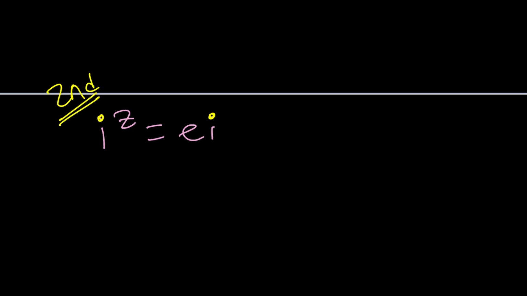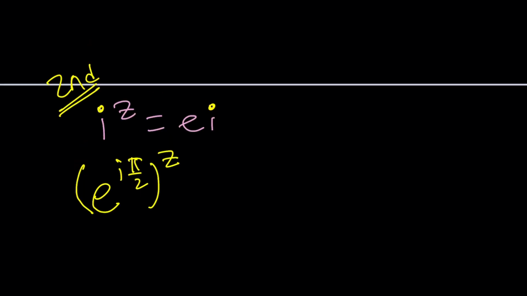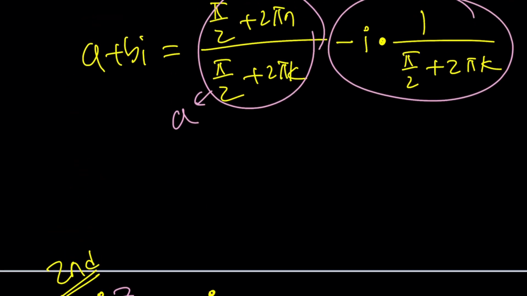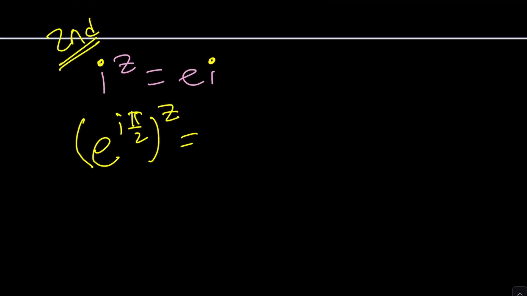So i can be written as e to the power i pi over 2. This time I'm not going to use the addition. I don't think that's necessary, and that probably wasn't necessary here either, but anyways, you can decide. The right-hand side is going to be e times e to the power i pi over 2 plus 2 pi k.